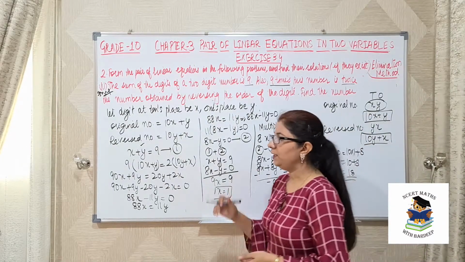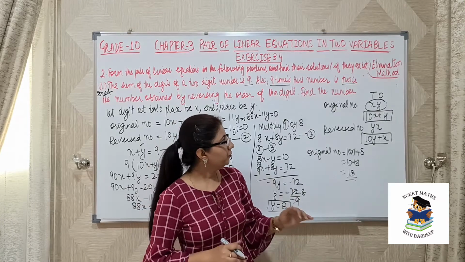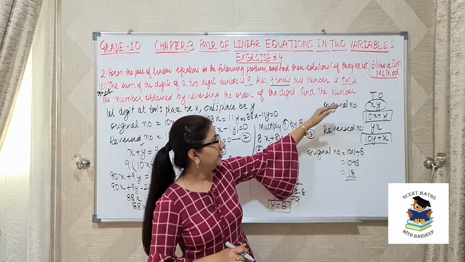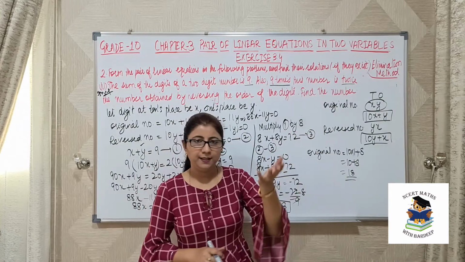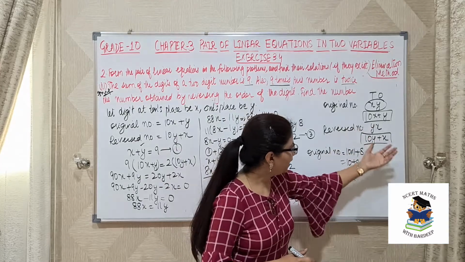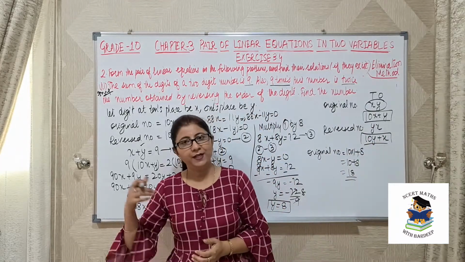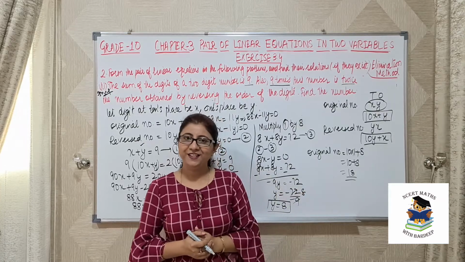So again, this is a very important type of question from the examination point of view. First of all, we should assume our number in this format, where we will assume the digit at the ones place and tens place. Write this in expanded form, reverse the digits, again write that number in expanded form, and then frame your equations. So I hope this type of question is clear to you.